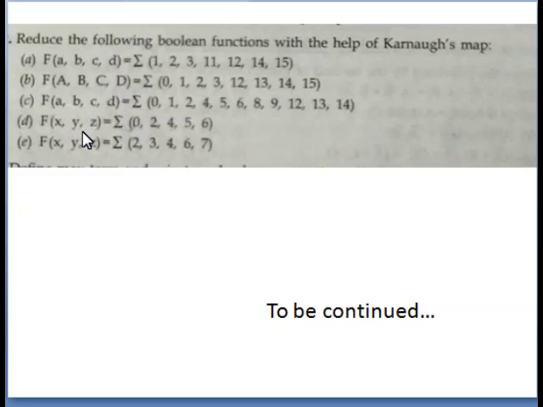The next part we are going to see is reduction of K-map by using product of sum expression.